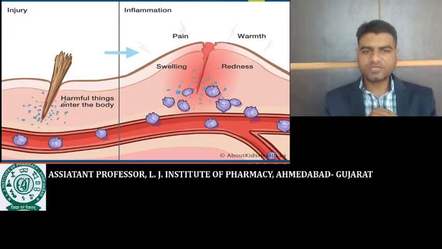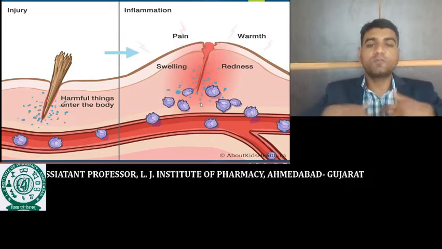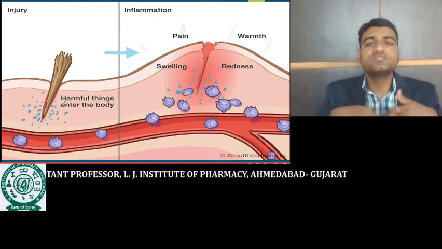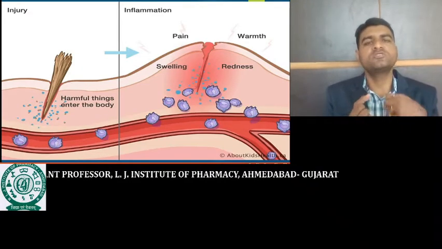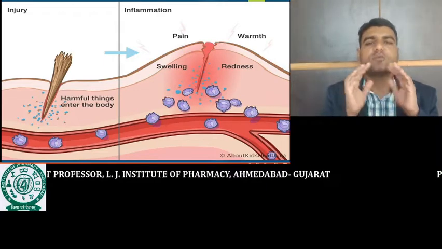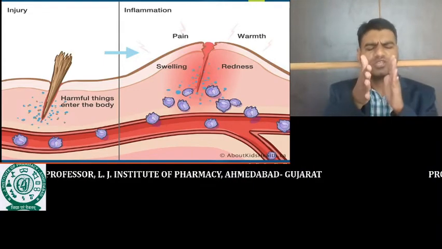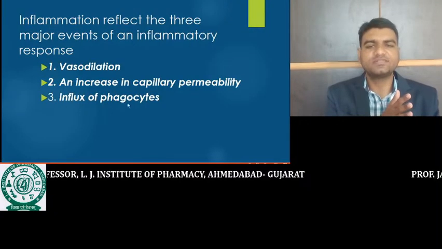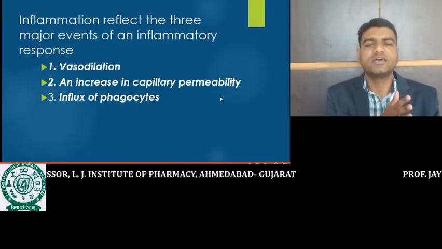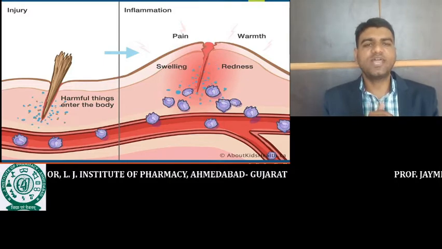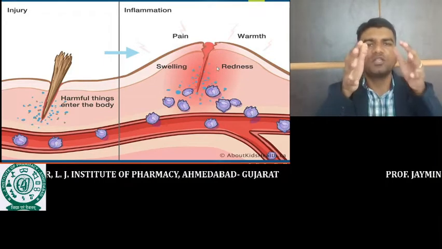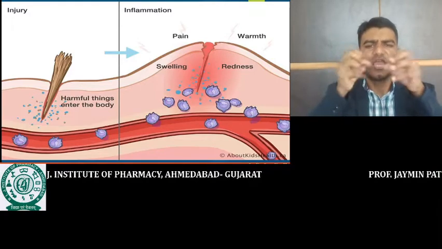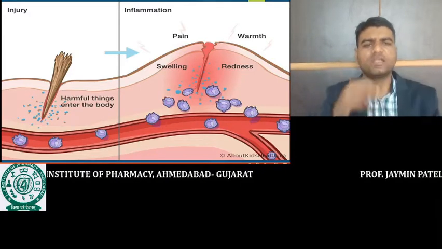What is the role of the phagocyte cell? The phagocyte cell will induce the phagocytosis process, and due to this phagocytosis process, the death of bacteria occurs. So the third step is the influx of phagocyte cells. As the phagocyte cells are accumulated in that particular part, a large quantity of phagocyte cells will be accumulated in that particular part.